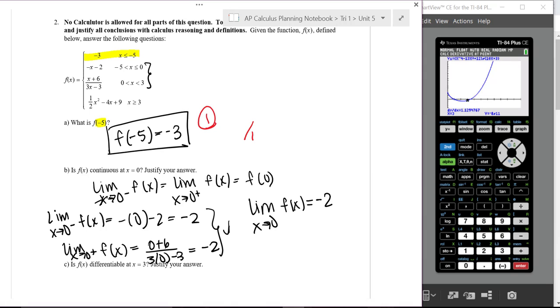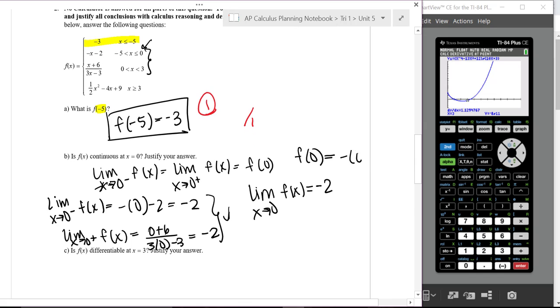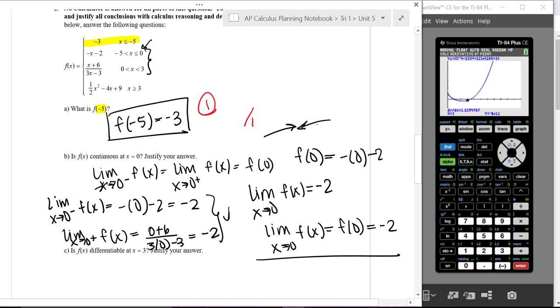So I see that 0 is included in the domain for that second piece. So f of 0 would be negative 0 minus 2. So the limit as x approaches 0 equals f of 0, and it equals negative 2. Because these things exist, both of the sides are approaching the same value, and we're filled in at that point. So remember, all three of those things have to be present. This guy was 3 points total.